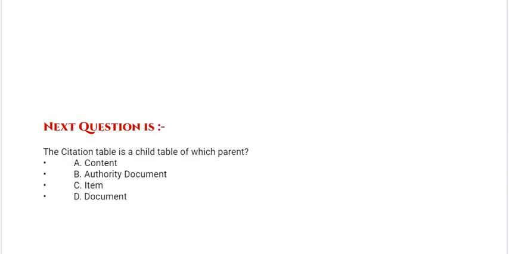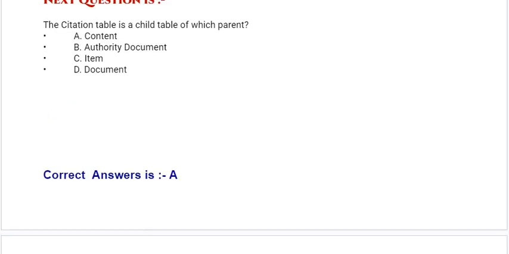Next question is, the citation table is a child table of which parent? Option A. Content. Option B. Authority document. Option C. Item. Option D. Document. Correct answer is option A.